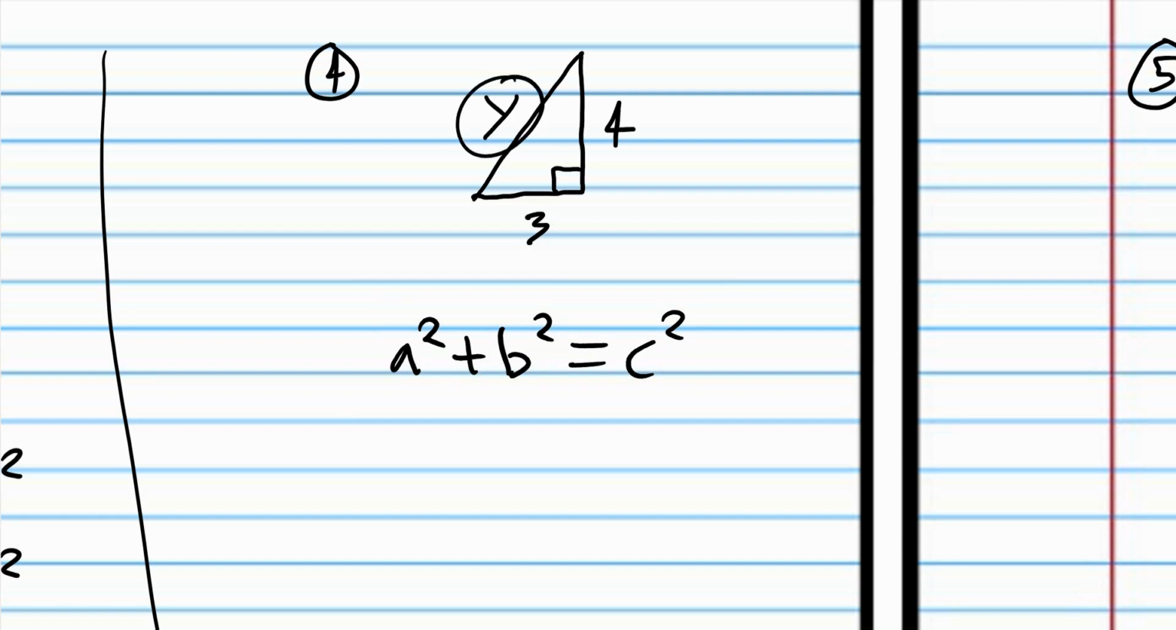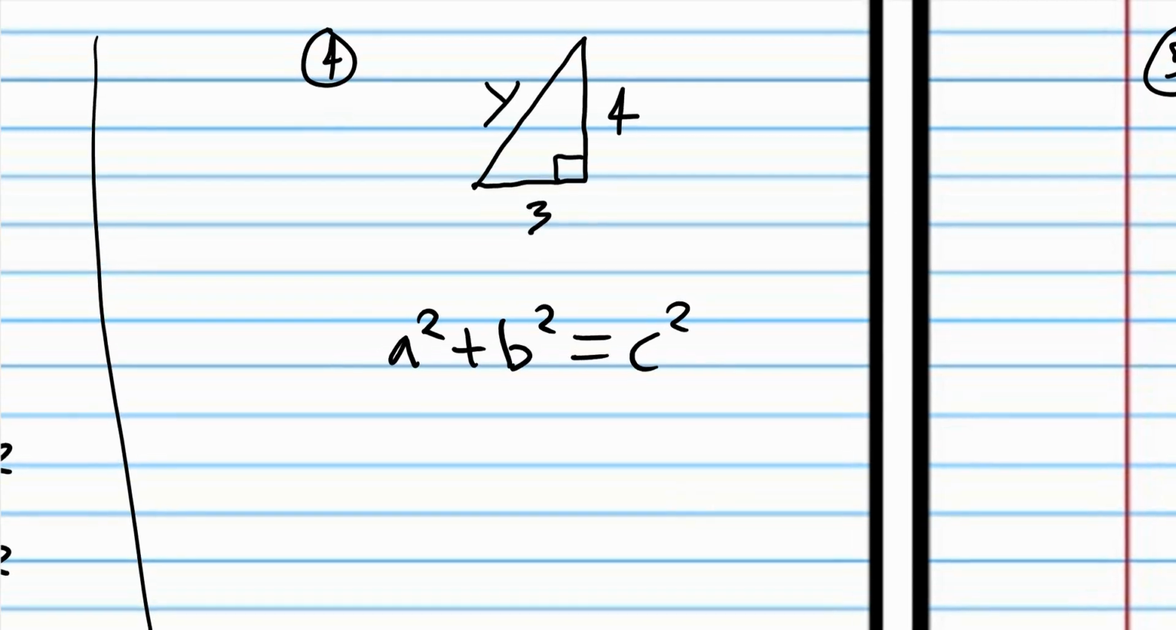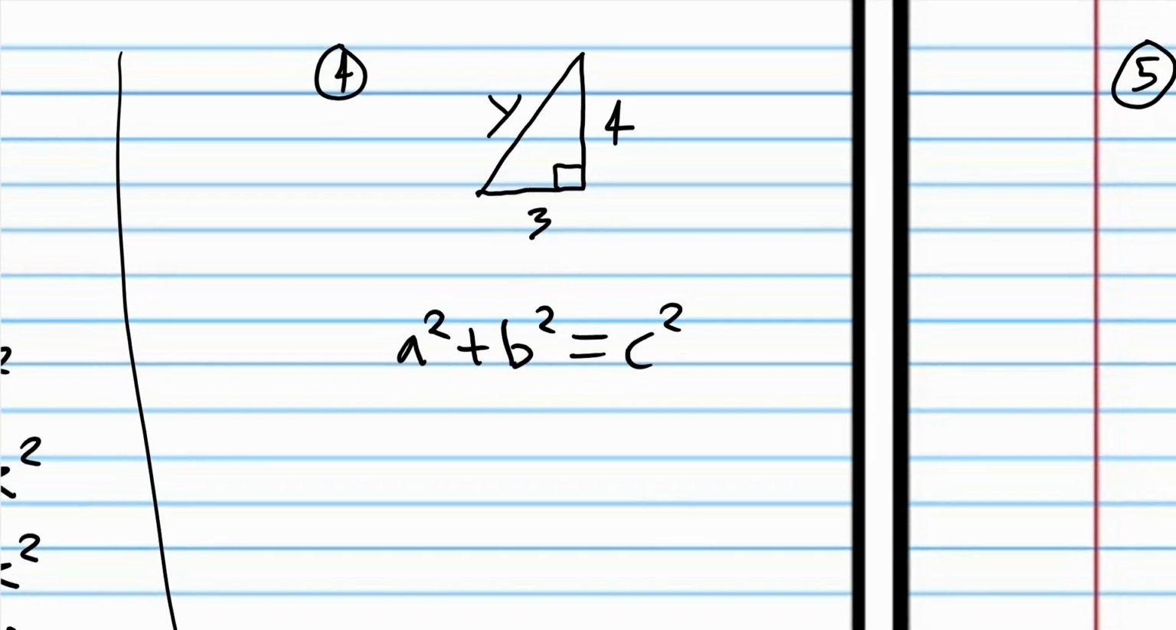And y is opposite the right angle, so y is going to be the hypotenuse, so you're going to plug in y to c. And 3 and 4 are going to be plugged in to either a or b. You can plug in the numbers to either a or b, it doesn't really matter. But if you plug in 3 or 4 to c, then you're going to get the wrong answer. So remember, that's the danger you have to watch out for. So try number 4, and when you come back, we'll do it together.